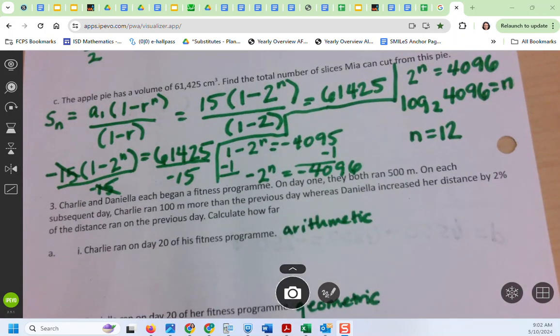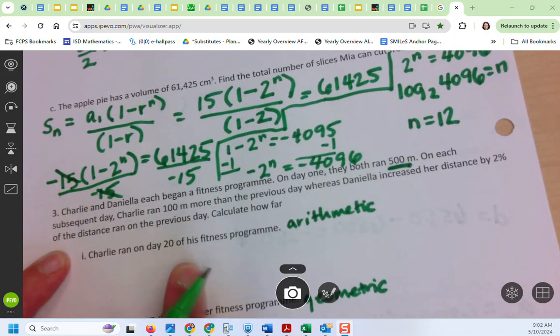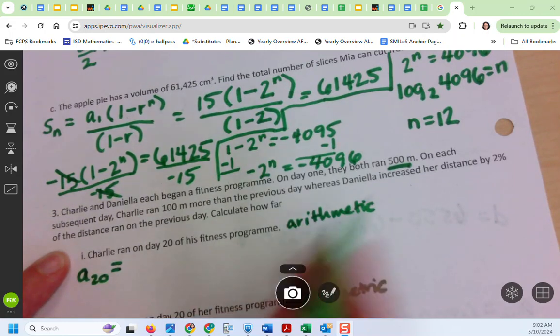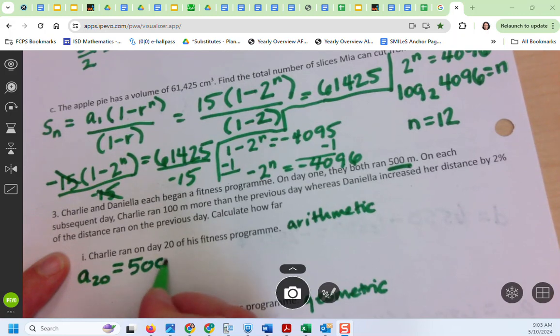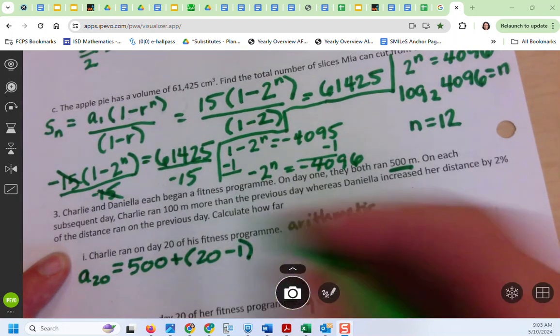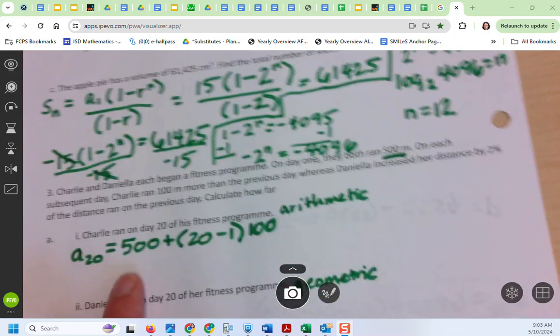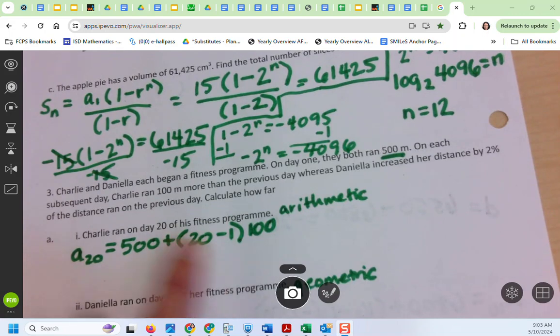Okay, so we'll do Charlie's first. I think both of them started with 500 as their A sub 1, and then they had different things that they were doing. How much did he run on day 20? So we need to find A sub 20. And it's going to be the first term, 500, plus n minus 1 times d. And it says his d is 100. Okay, so he started at 500, and then plus n minus 1, because it says day 20, times 100.